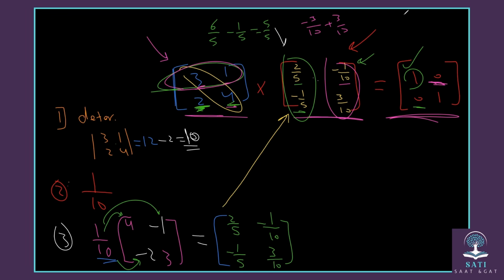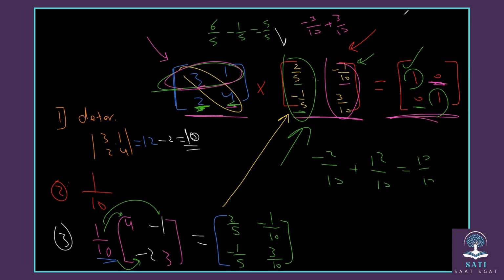So 2 times negative is going to be negative 2 over 10. And here it's going to be negative 2 over 10. And here 4 times is going to be 12 over what? Over 10. If you add them now, you will get 10 over 10, which is 1. So that means this answer is right. So you understand what is multiplicative inverse.